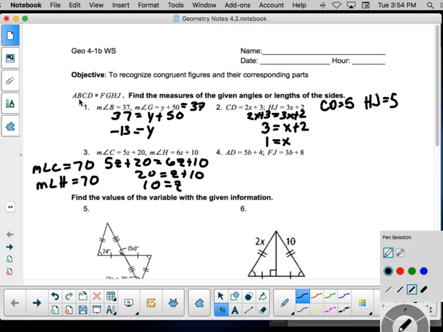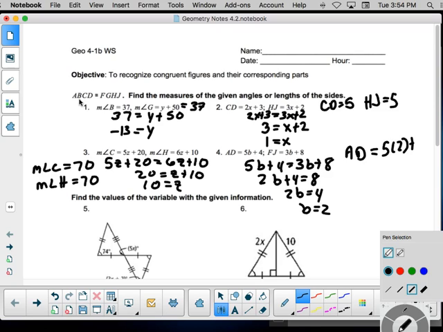Now AD and FJ are in the same position, so 5B plus 4 is equal to 3B plus 8. 2B plus 4 is equal to 8, and 2B is equal to 4, so B is equal to 2. I plug that back in, and now AD is equal to 5 times 2 plus 4, which equals 14. And FJ is equal to 3B plus 8, where 2 is in there as B.